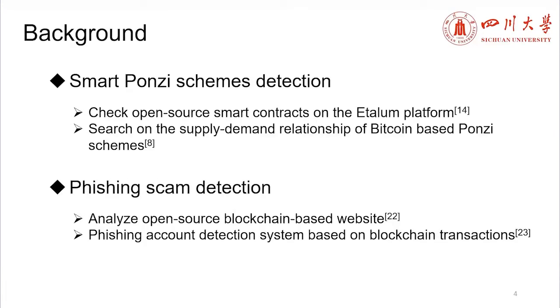We found that the current research on digital currency fraud websites includes two categories: smartphone scams and phishing. For example, some researchers check open-source smart contracts on the Ethereum platform, or they search on the supply-demand relationship of Bitcoin-based pawn scams, while others analyze open-source blockchain-based websites or phishing account detection systems based on blockchain transactions.